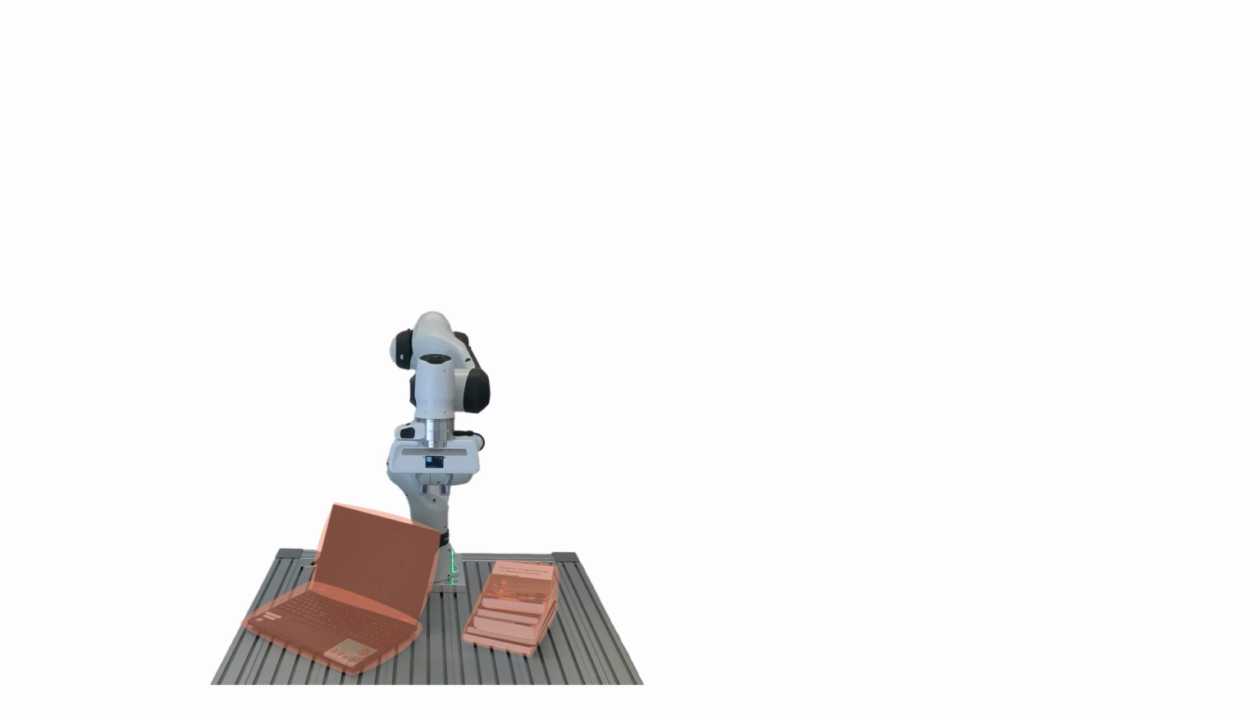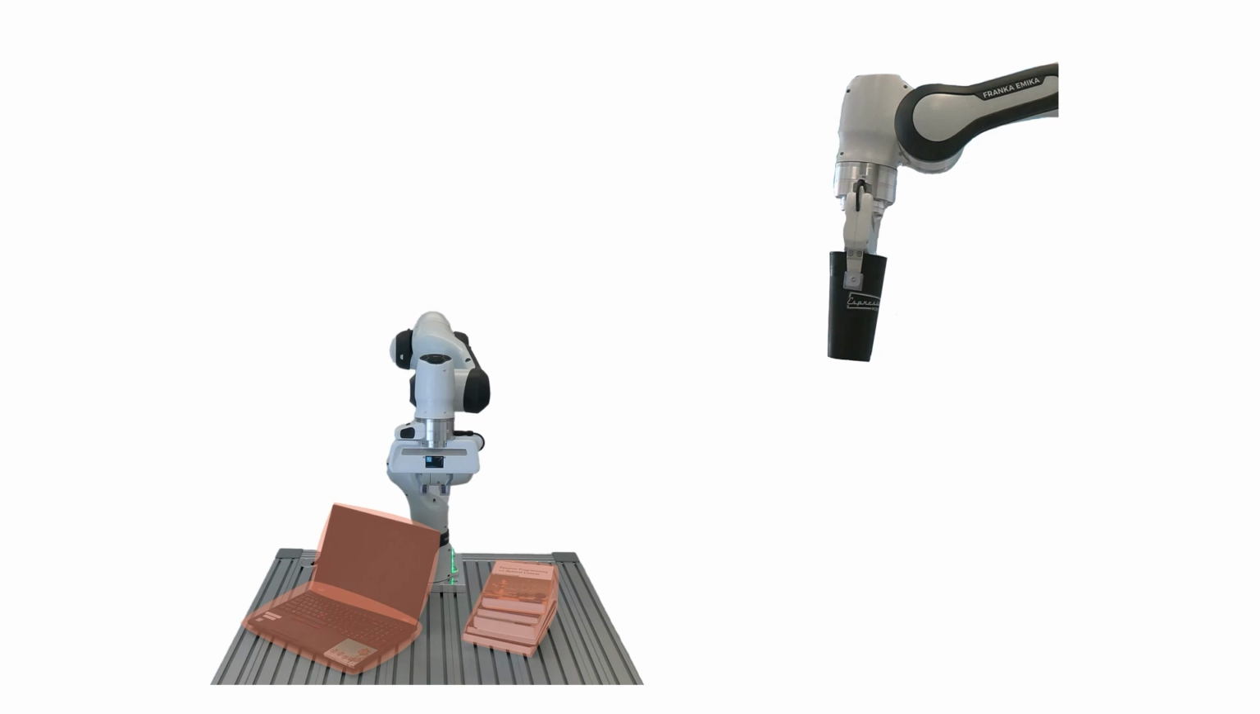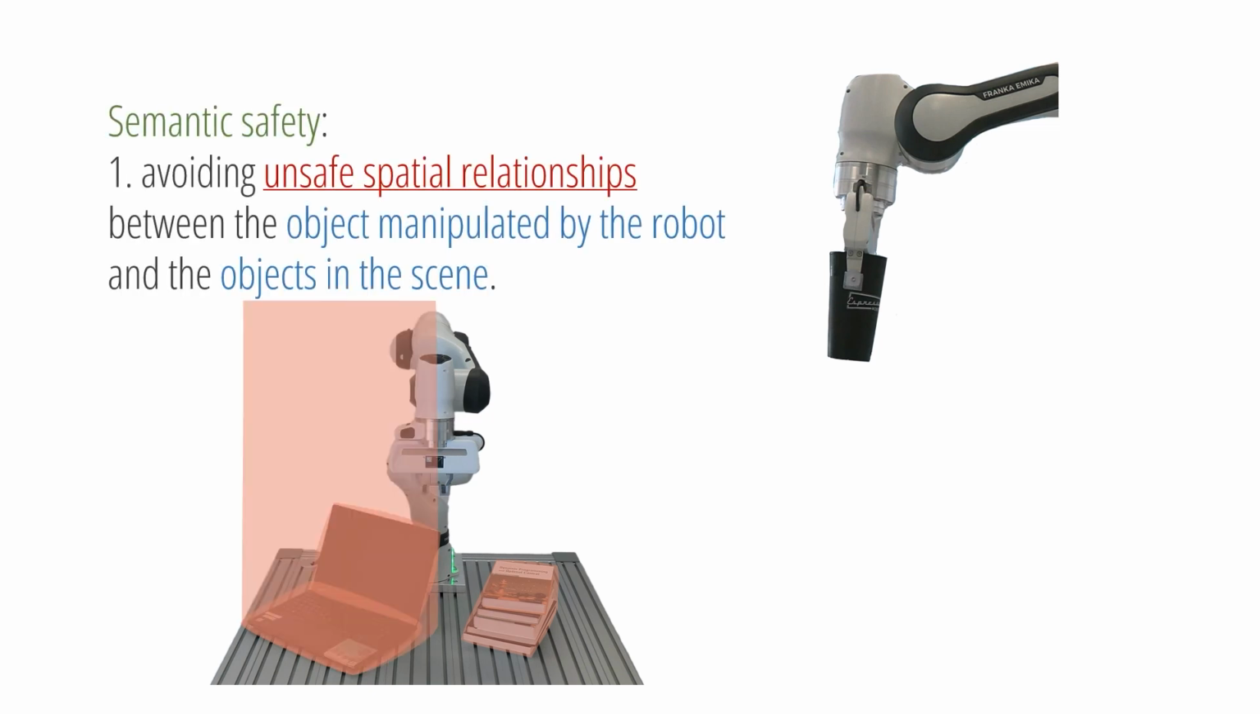But what if the robot is holding a cup of water? Is it still safe to move over the laptop? What if any water spills onto the laptop? We propose to extend the obstacle avoidance constraint to prevent the end effector from passing the cup above the laptop. We refer to such constraints as semantic safety constraints.